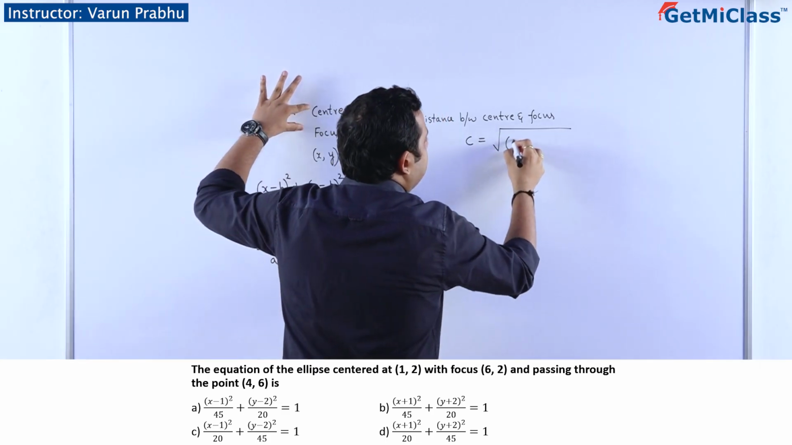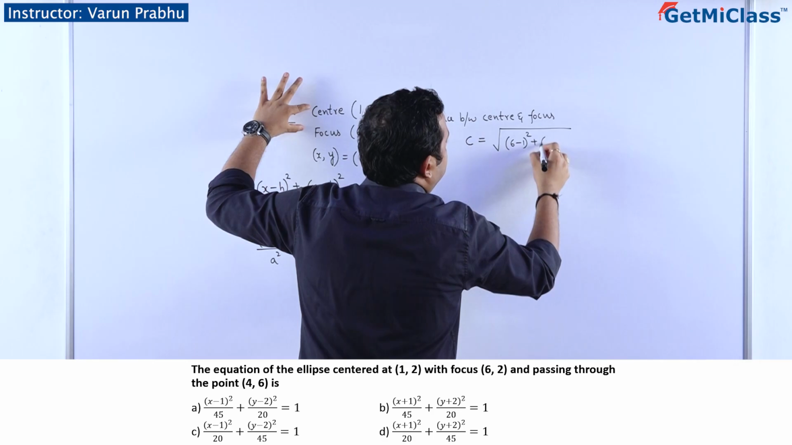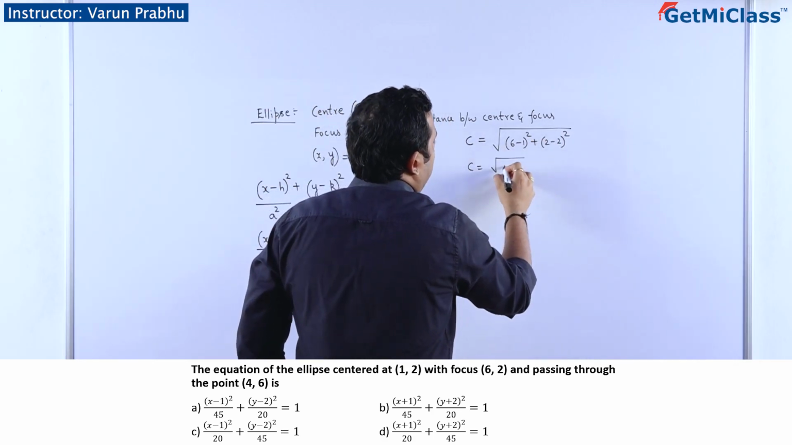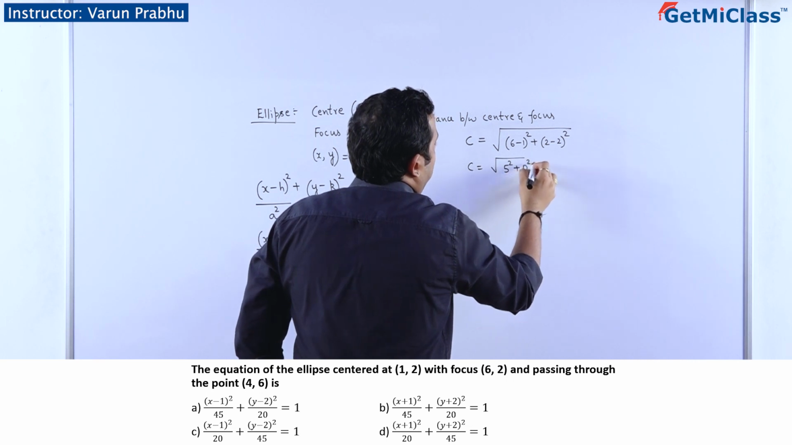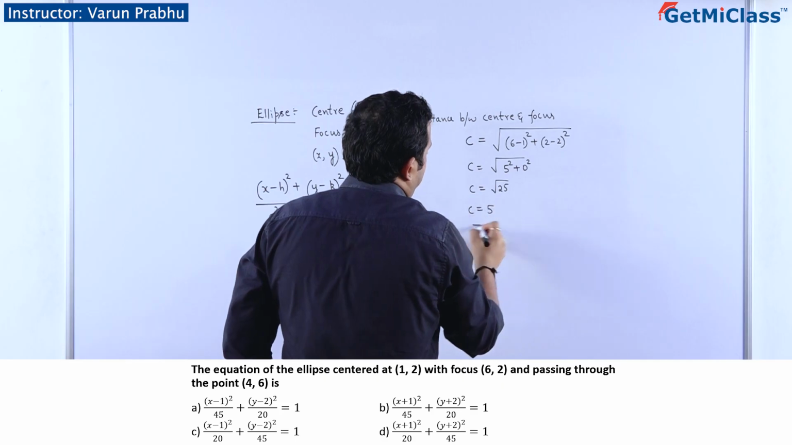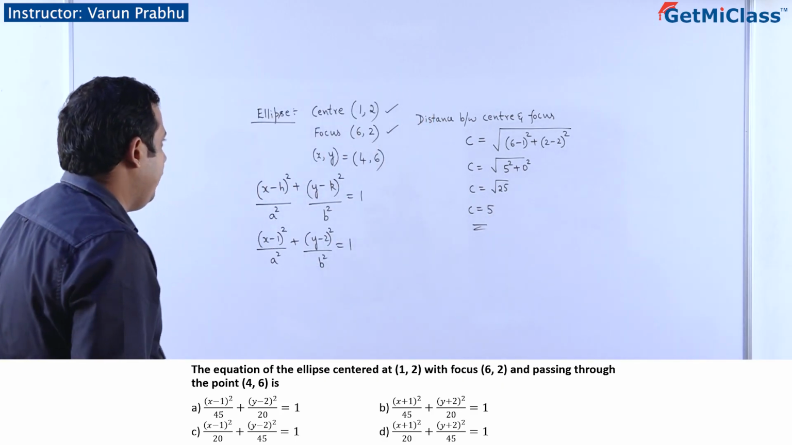So it is nothing but the square root of (6 minus 1) whole square plus (2 minus 2) whole square. So what is the answer that we get? c is equal to root of 5 square plus 0 square. So c is equal to root of 25. So the value of c is equal to 5, correct or not?